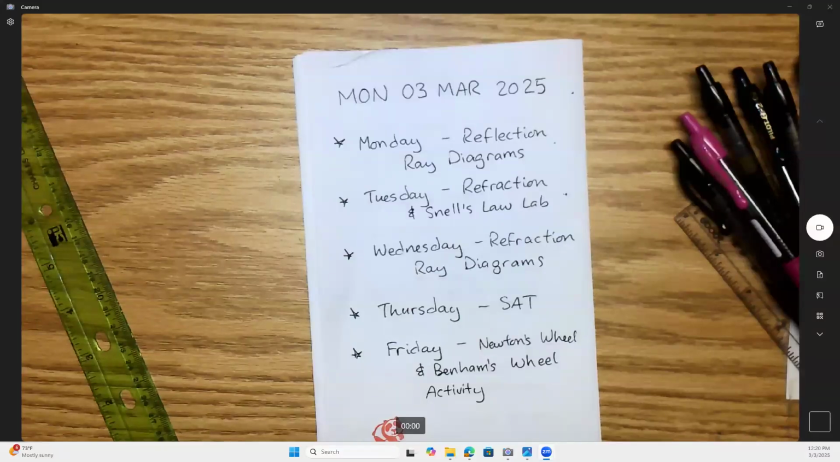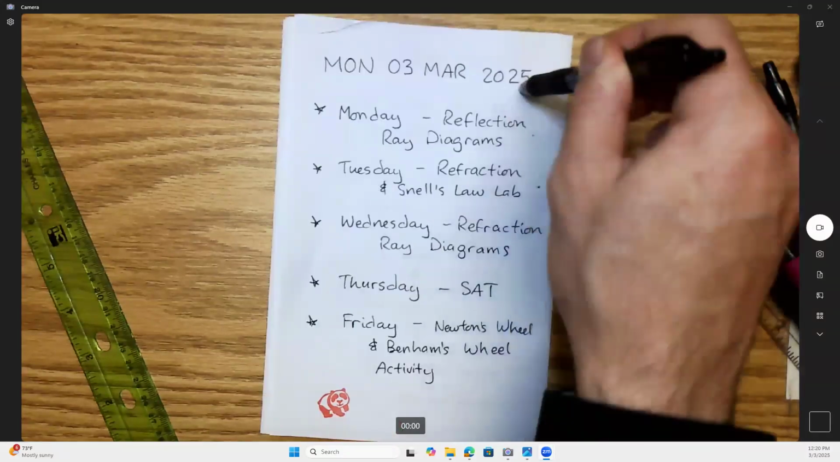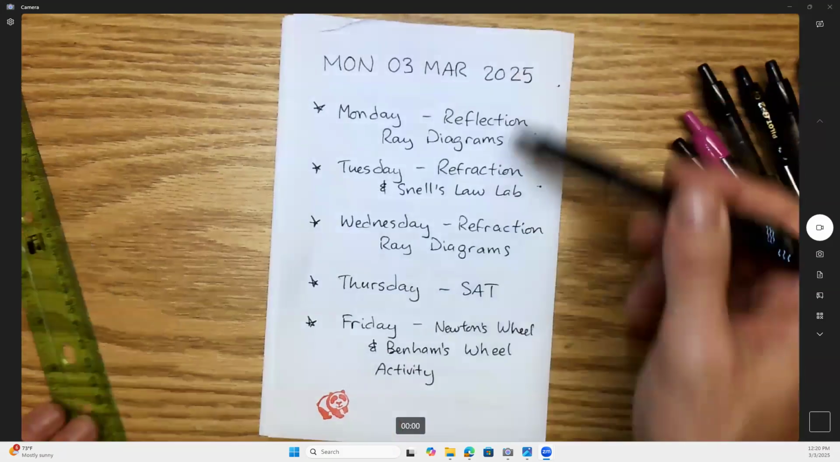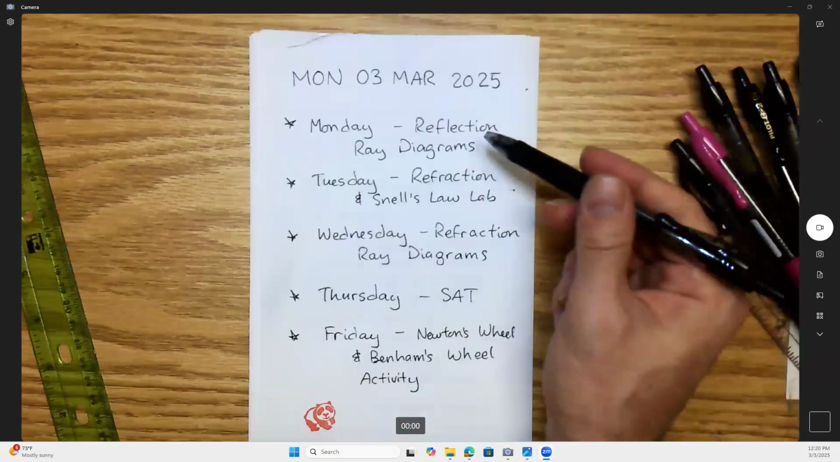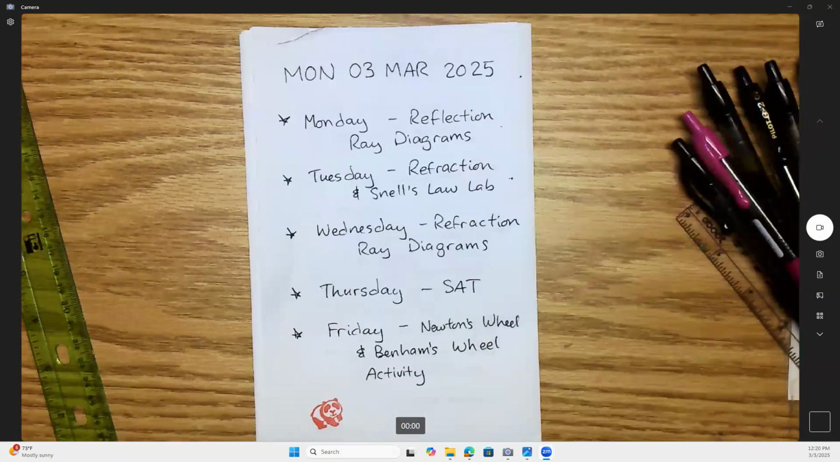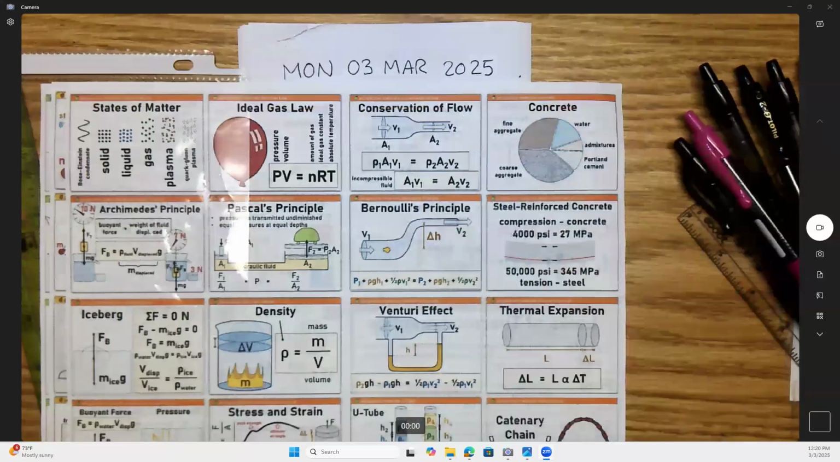Recording is rolling. It is Monday, March 3rd. So here's the plan for this whole week. Now we're moving on to optics. So that's the green banners and the poster.